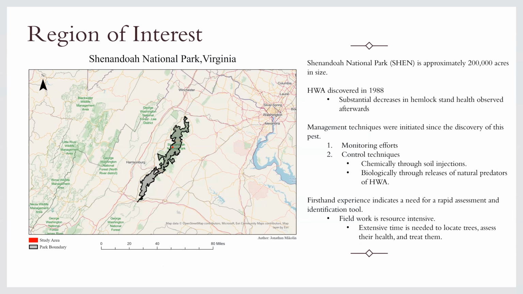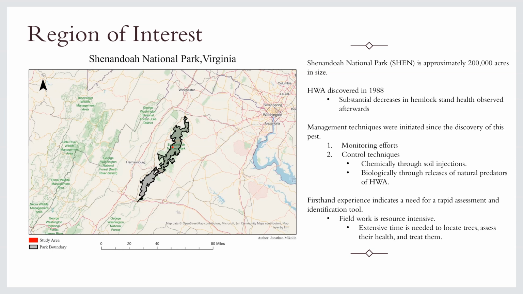HWA was discovered in the park in 1988 and led to a substantial decrease in hemlock tree stand health afterwards. Since then, a majority of the large pure stands of hemlock trees in the park have been lost to HWA, with remaining populations consisting of singular trees within the forest.